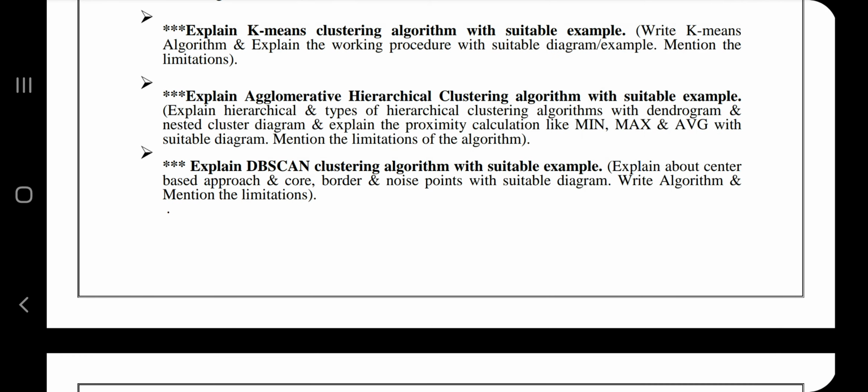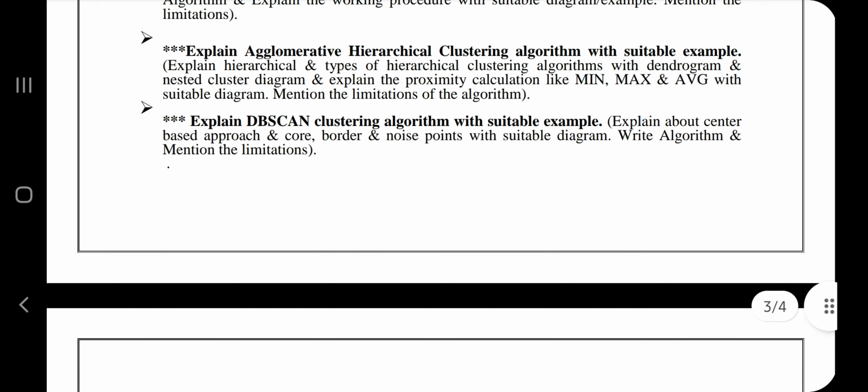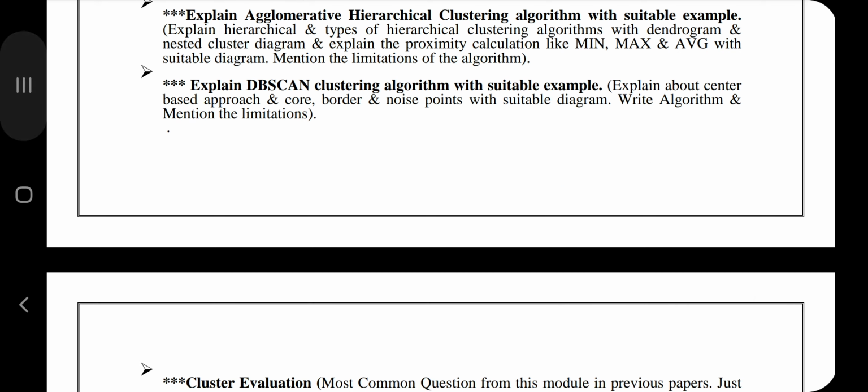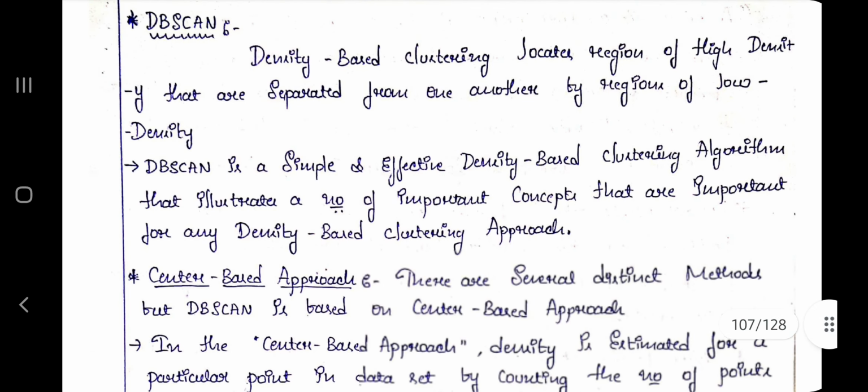Then we have the mention of the limitation of the algorithm. This I already discussed, I will not discuss again. Then we have the DBSCAN algorithm. Let's move on to this one. Same thing you follow here also.